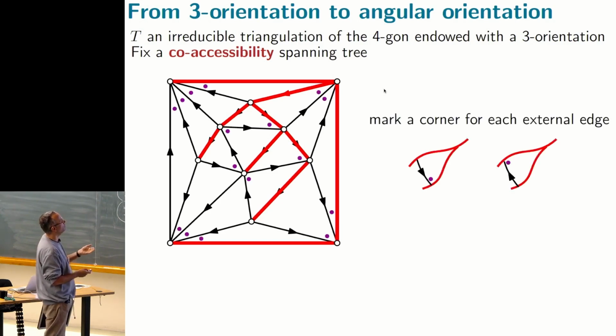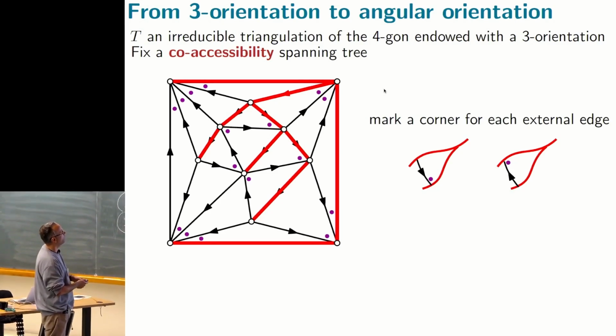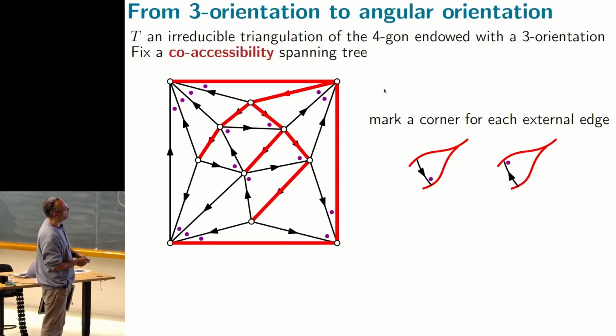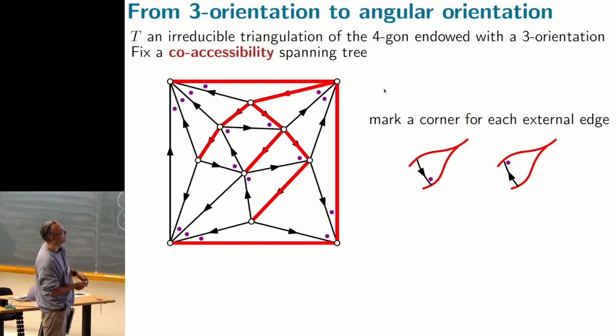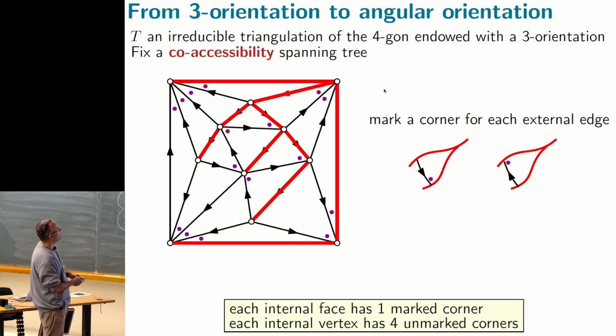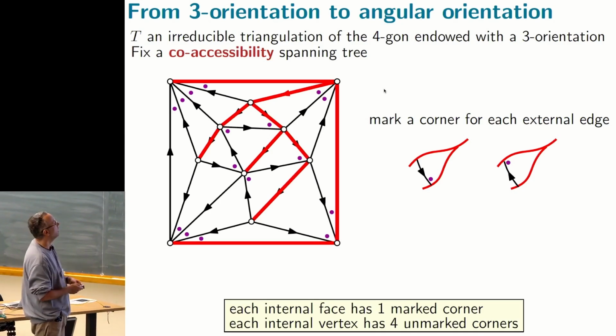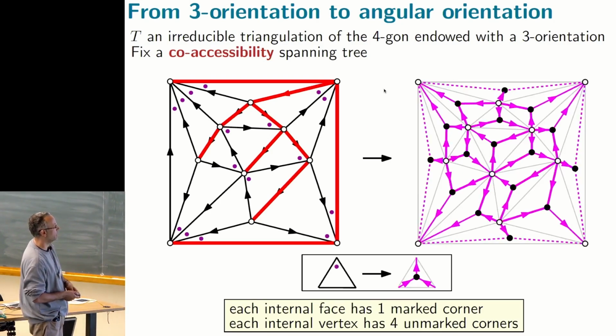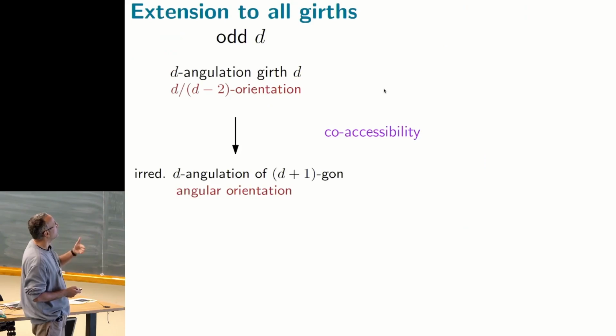And now we have a simple way to compute an angular orientation, as I showed: for each external edge, you mark a corner which is in the face just inside and at the extremity of the edge, like this, okay? What is very easy to see is that each internal face has a unique marked corner, and also quite easy is that each internal vertex has 4 unmarked corners. So this is just what we need, and if we apply this simple rule, we obtain the angular orientation. It's a very simple way to compute it, building from what we had for simple triangulations, the orientation.